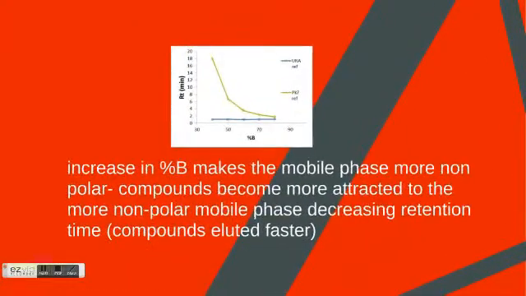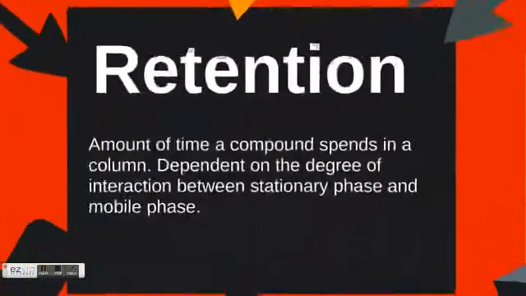Next, there is %B. Each compound has a different multiplying factor, which means that for every incremental change in %B, there will be a disproportionate change in K. An increase in %B makes the mobile phase more nonpolar, making compounds become more attracted to the more nonpolar mobile phase. This decreases retention as they are eluted faster. So this is connected to retention.